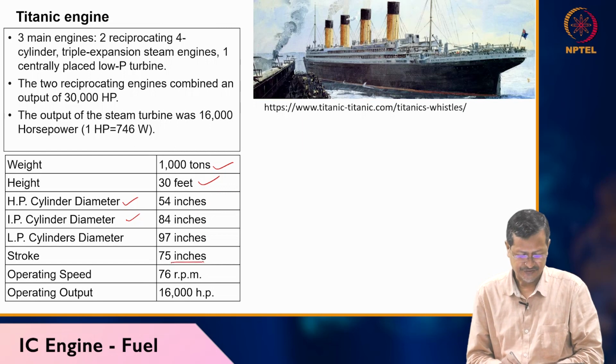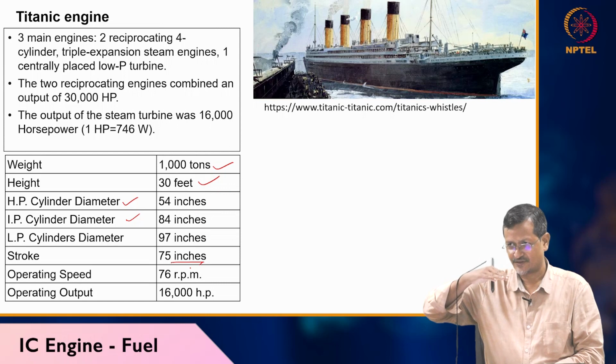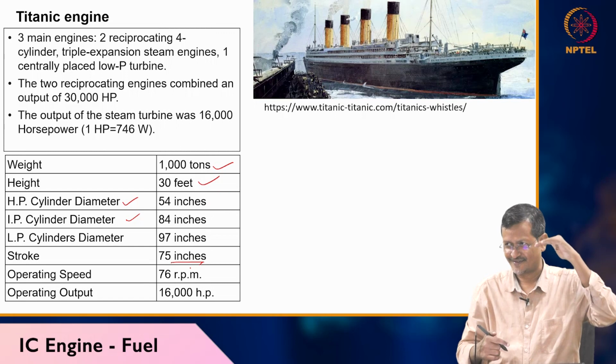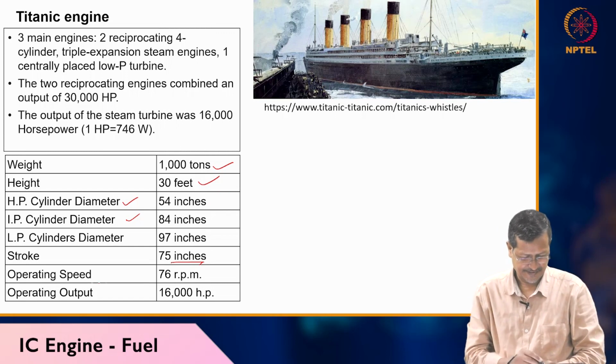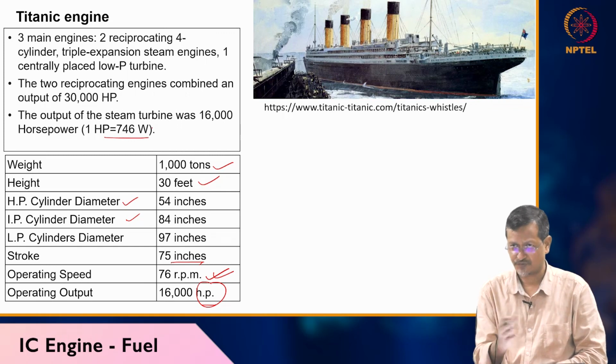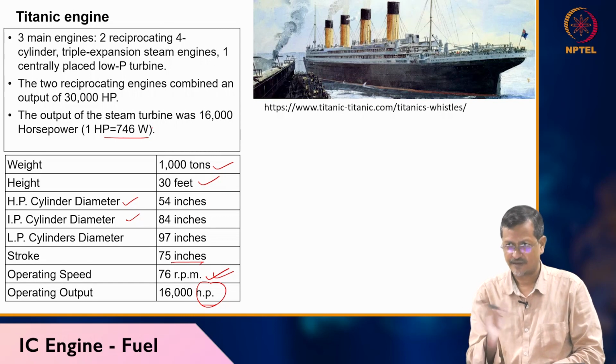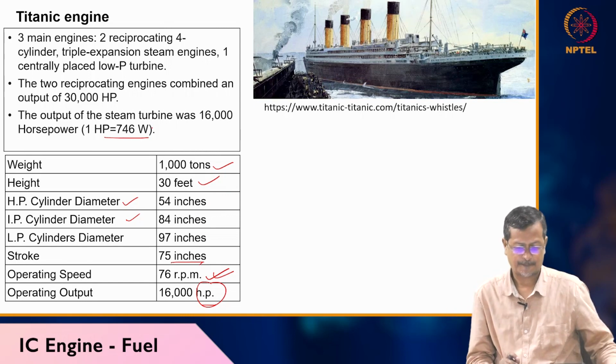Okay, 75 inches stroke. Stroke means the TDC to BDC distance, 75 inches. Okay, 75 inches means 6 feet, almost my height, I think. Right. Operating speed 76 RPM. Okay, this is propeller speed most probably. Operating output 1600 HP. This conversion you should also remember: horsepower means like 746 watt. Sometimes I will be giving horsepower data, sometimes kilowatt data, so you have to convert from here and there.